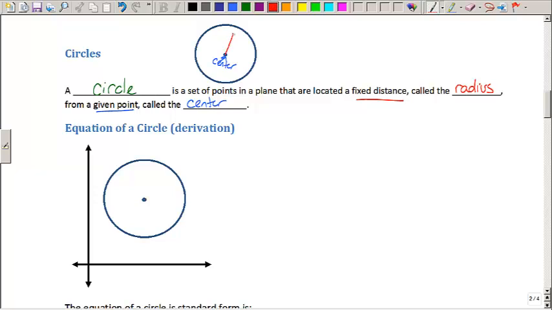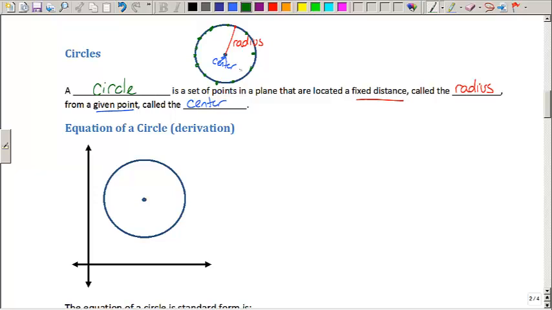One way to visualize that is to connect a line from the center to any point on the circle, and that distance right there is a radius. So the circle is just all of the points that are located the same distance from the center. There's an infinite amount of points on your circle that are all located the same distance away from your center. Putting all those points together, you get your circle.